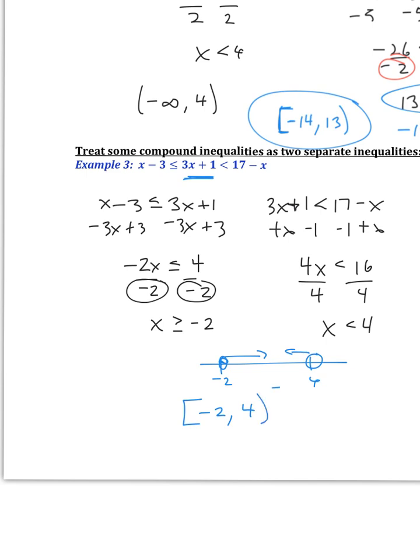And remember, a bracket at the negative 2, and a parentheses at the 4. All right, let's flip over.